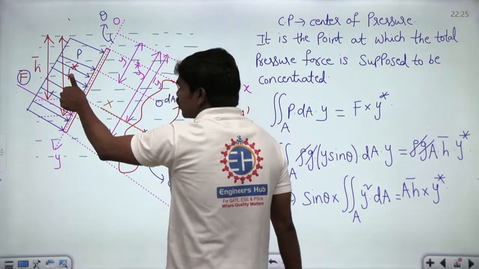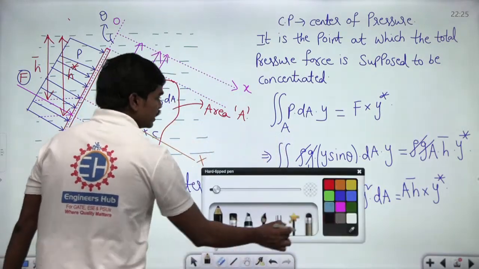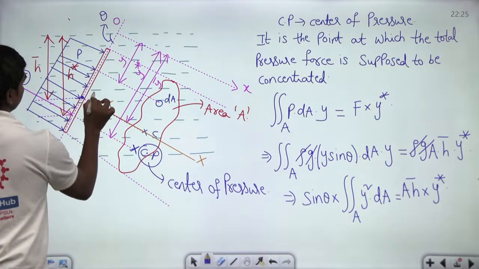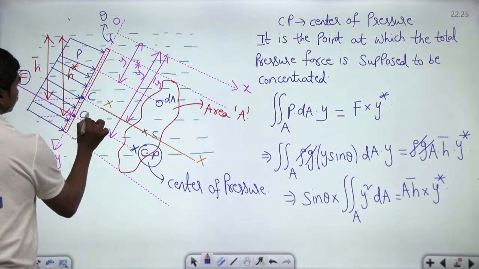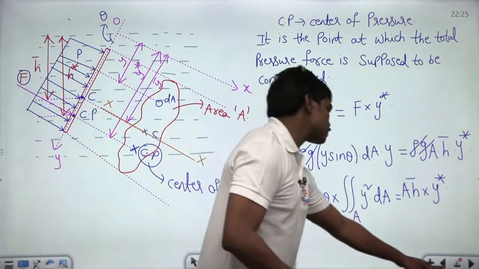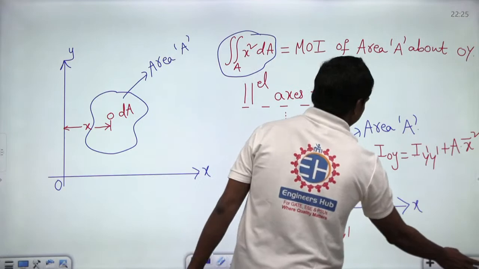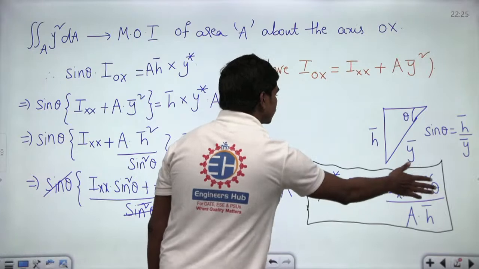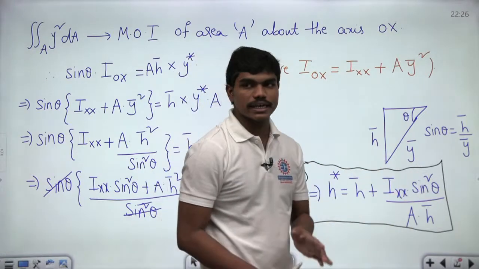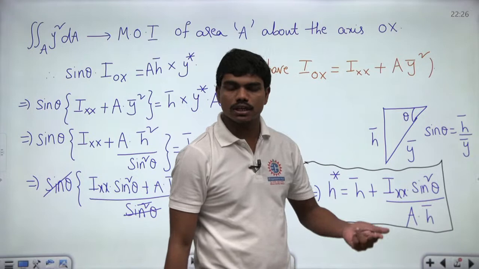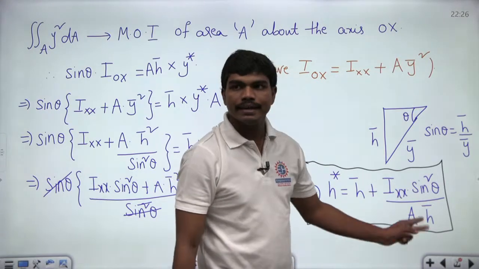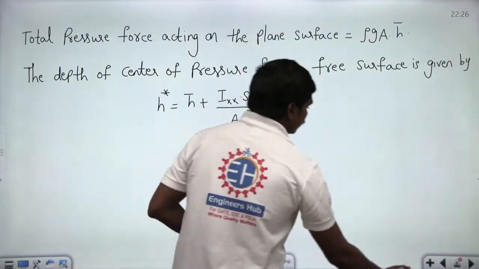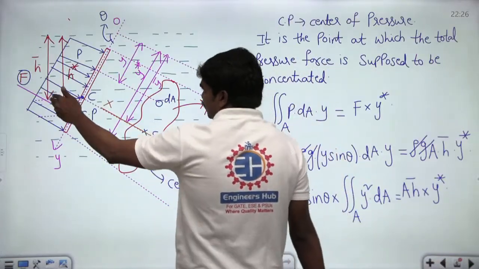Similarly, H bar is the vertical location of the centroid. I have marked it already, like in the previous diagram as well. So this is your centroid C, and this is your center of pressure. This value H star is equal to H bar plus some positive value, because moment of inertia is always positive, theta is acute so sin square theta is positive, area is positive, and H bar is also positive. So definitely H star will be more than H bar.